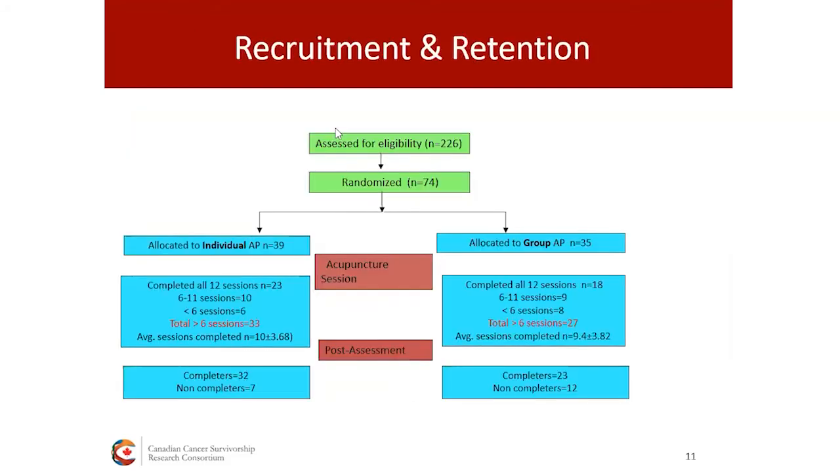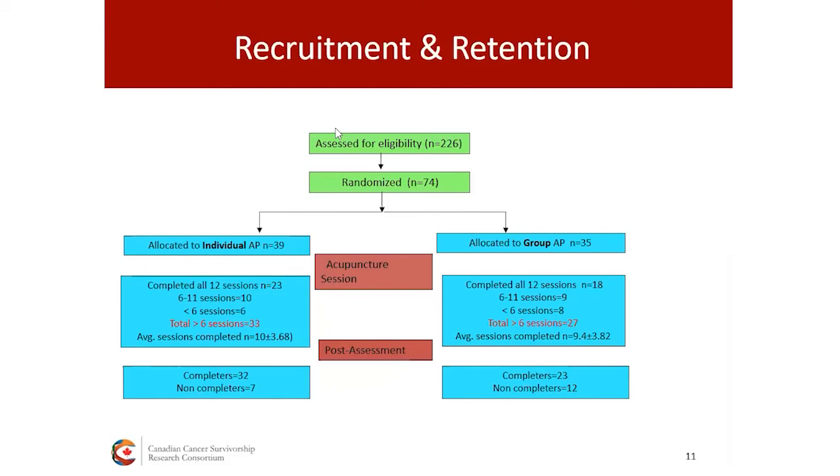This flowchart shows the recruitment and retention process. We assessed about 226 patients for eligibility, of which 74 were found to be eligible and were randomized into the individual arm or the group arm. We had 39 patients in the individual arm and 35 patients in the group arm.